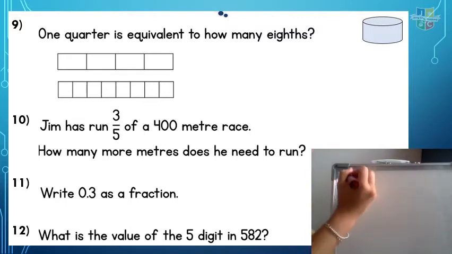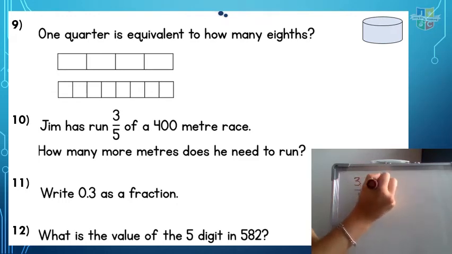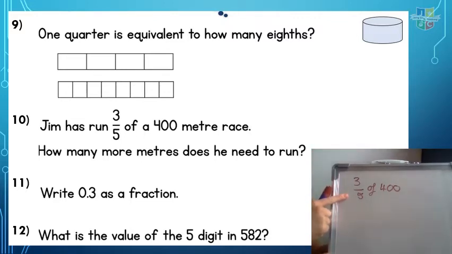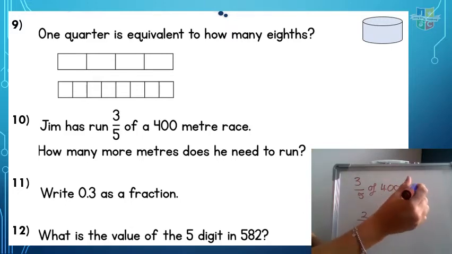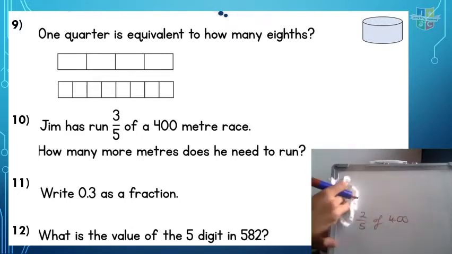Okay, Jim then has run 3/5 of 400 metres. So that's how much he has run. But we want to know how much more he needs to run. So you could have either found 3/5 and then taken that off, or a quicker way: if he's run 3/5, we want to know how many more fifths to make a whole. So 3/5 add 2/5 would be a whole. So I could find 2/5 of 400. So I can just ignore that one for now.